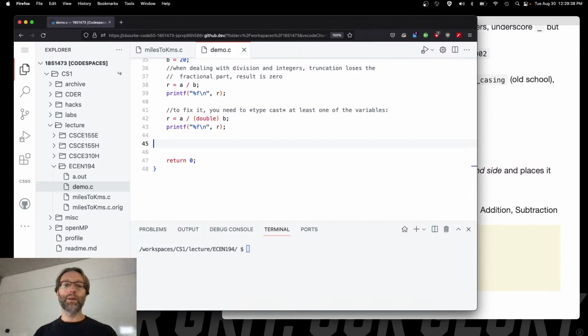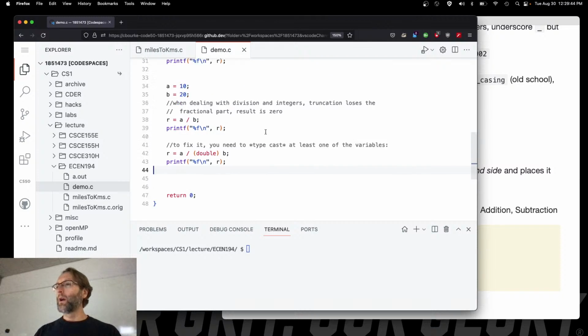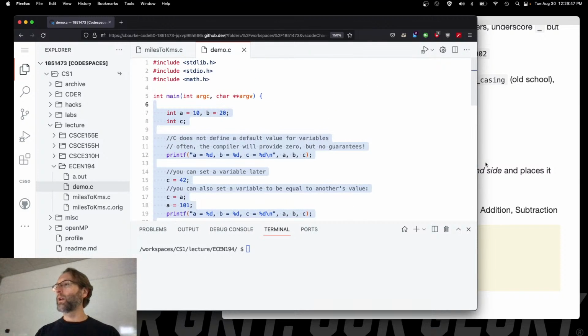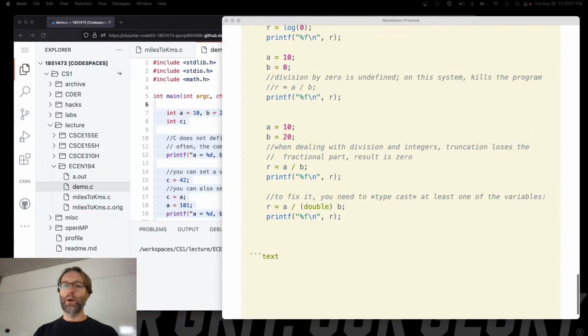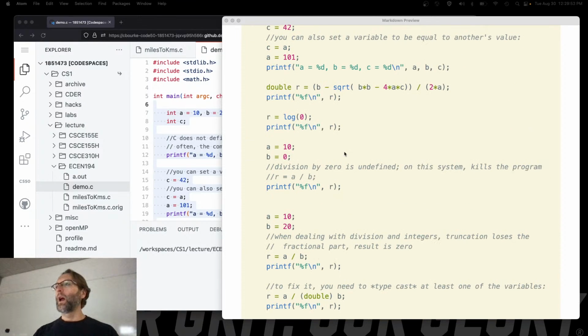All right. We saw overflow before. Now let's look at another operator. What I'm going to do is take this chunk of code here, cut and paste it into our notes so that you have it when we push it out to GitHub.